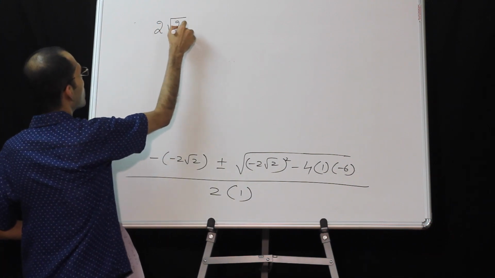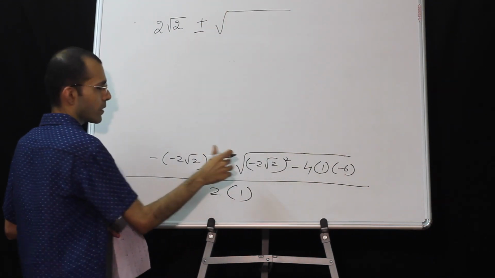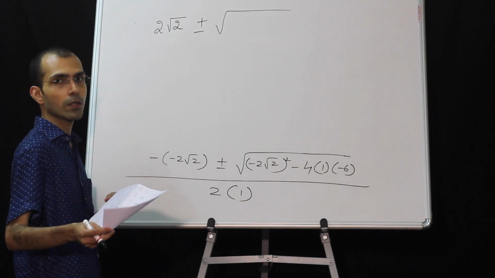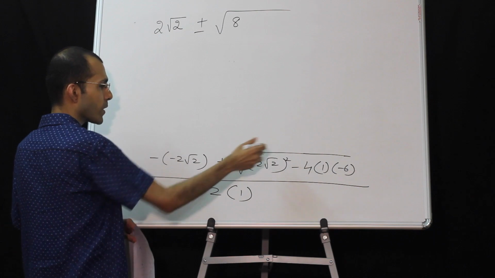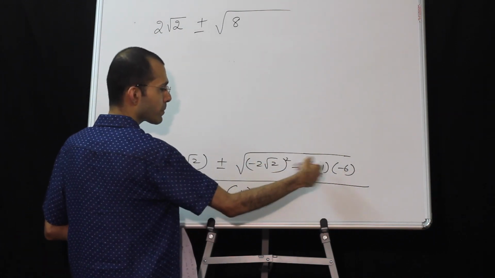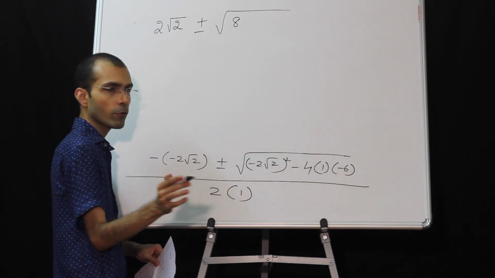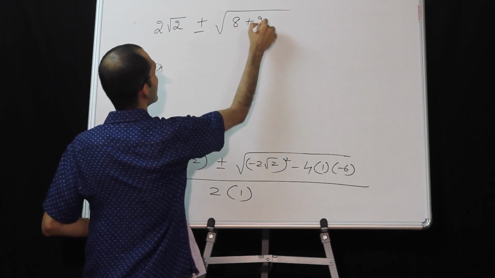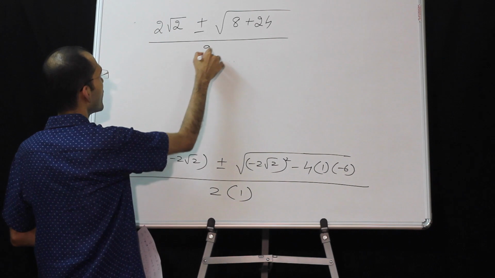So 2 root 2 plus or minus 2 root 2 the whole square. How much? 2 root 2 into 2 root 2. So that will be 8. And of course when you square anything, it is always positive. This will become minus into minus plus 4 into 1, 4 into 6, 24. Minus into minus plus. The whole divided by 2.